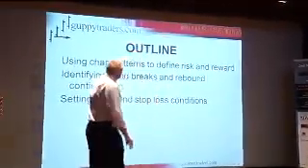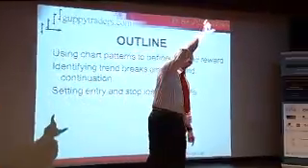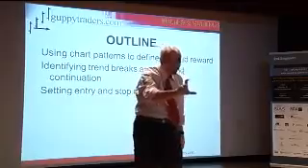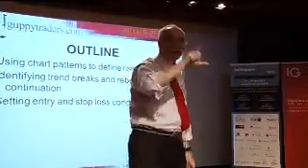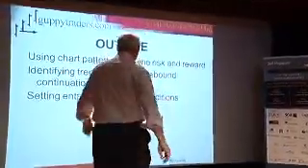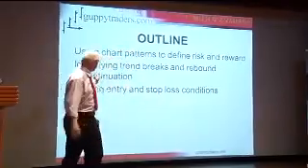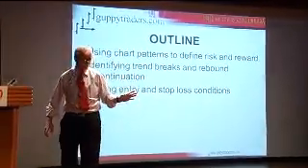I want to talk about identifying trend breaks and rebound and trend continuations. In other words, when is this current downtrend in the STI going to end and turn to an uptrend? So if we can identify that, then we can make some more money as it's going up and close all of our short positions. And finally, I want to look at some ways that we can set both our entry and our stop loss conditions.